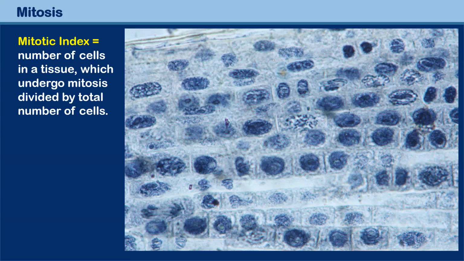It's time again to do a little bit of math. Let's talk about the mitotic index. The mitotic index is the number of cells in a tissue which undergo mitosis, divided by the total number of cells. Essentially, the mitotic index is a value, or you can compare it to a percentage of cells in a tissue that divide.